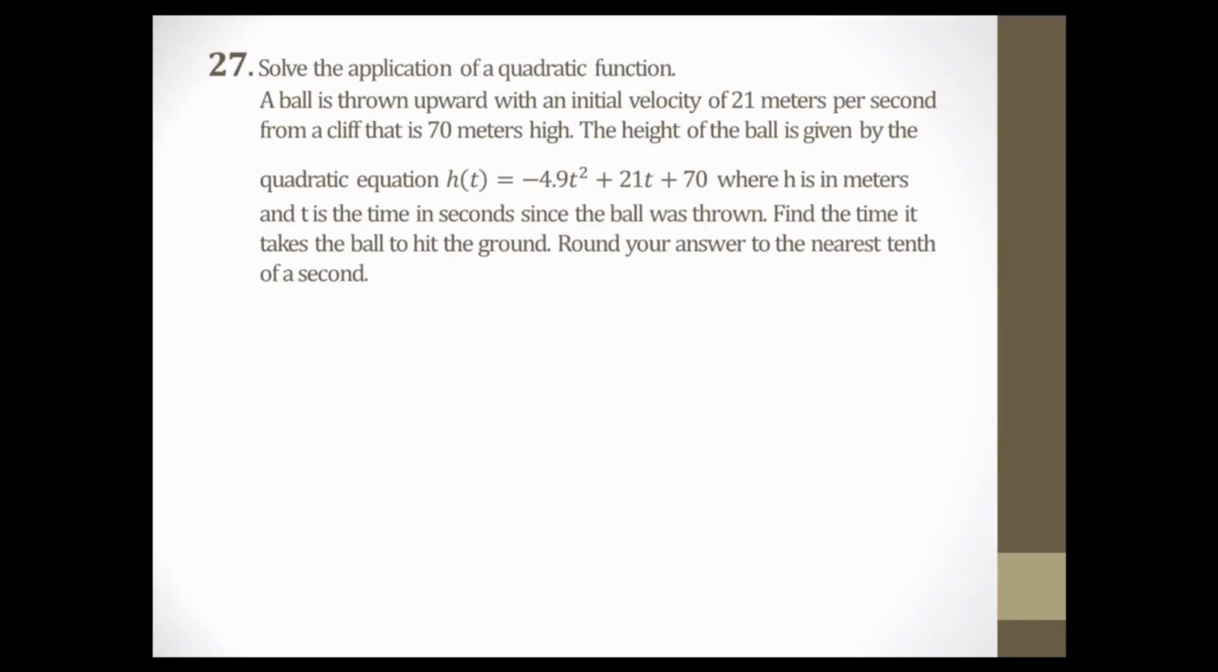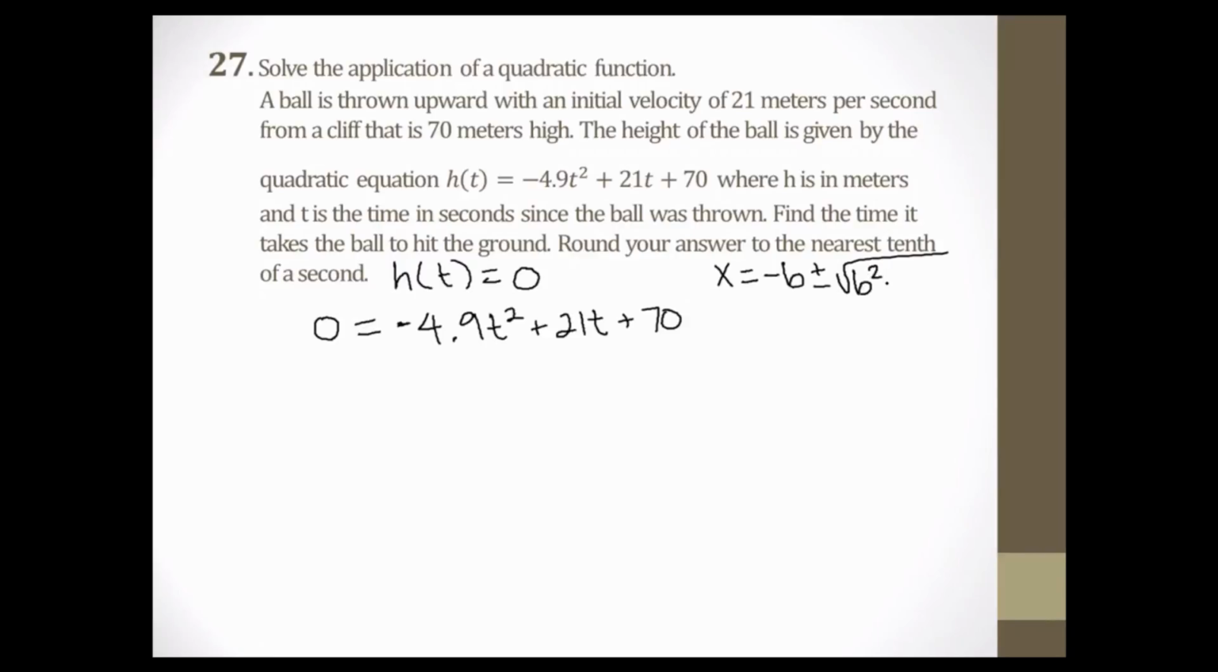So if the ball hits the ground, that means we want to find when the height is 0. So basically we want to say 0 equals, so what would be t when the height is 0? So I'm going to rewrite my quadratic. And so we want to basically solve this using the quadratic formula. So as a reference, I'll just write it here, and I probably should use t instead of x, but I'll just keep it like that. Negative b plus or minus the square root of b squared minus 4ac, all divided by 2a.